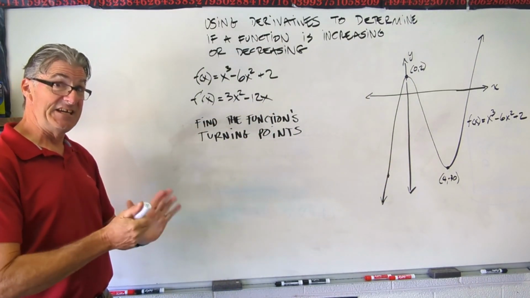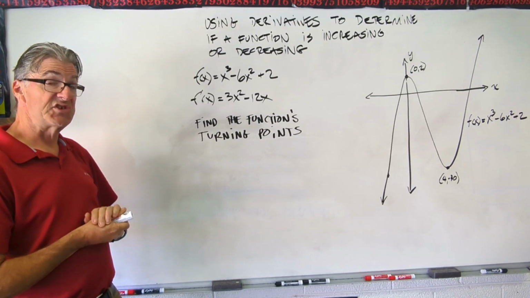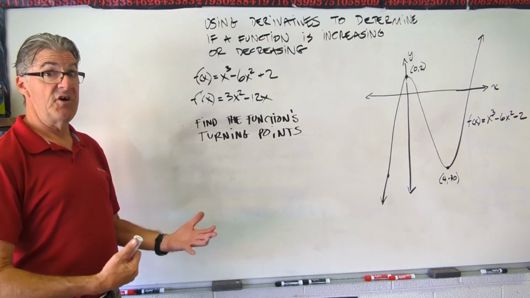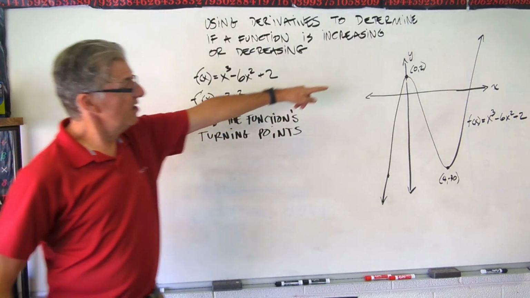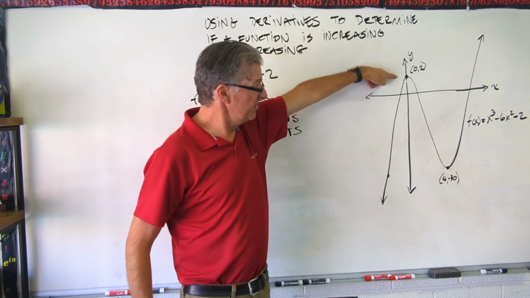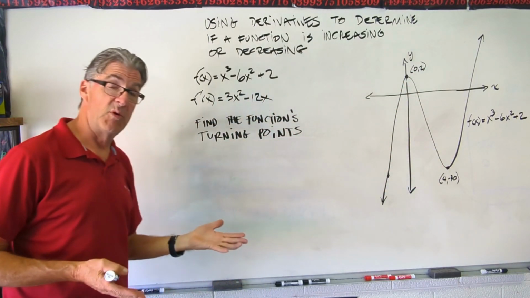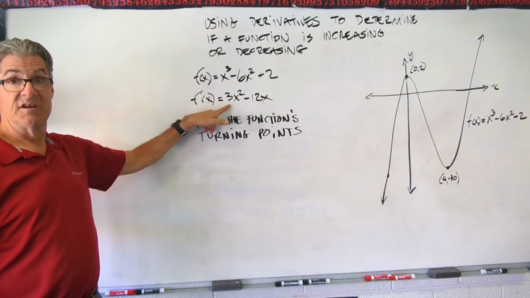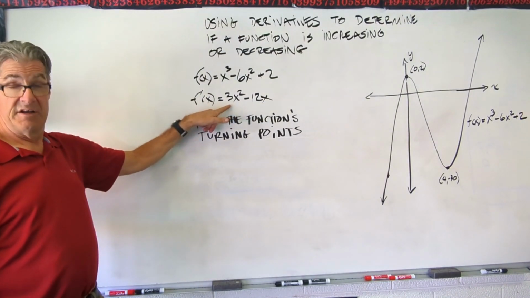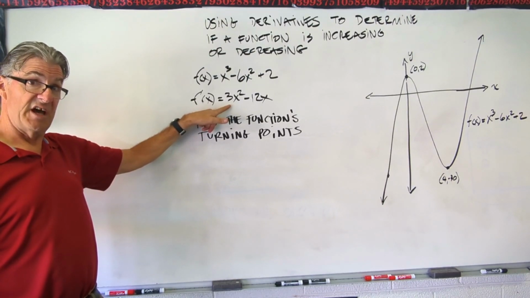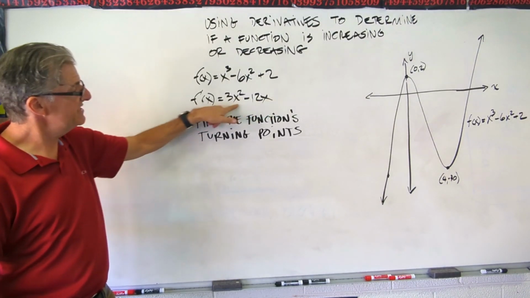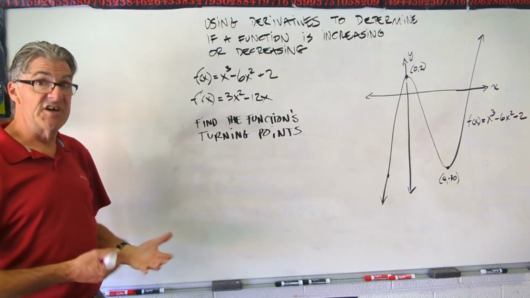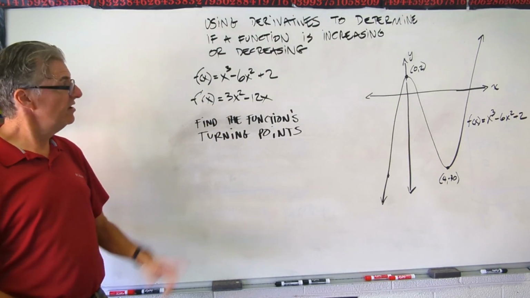And the key is thinking about the slope of the tangent line at the turning point. So, to recall, wherever the tangent line slope is 0, that's going to be a turning point in the function. So, the derivative function gives us the slope of the tangent line. So we want to set this equal to 0 and solve for x, and that will give us the x coordinate of the turning points. So watch this.